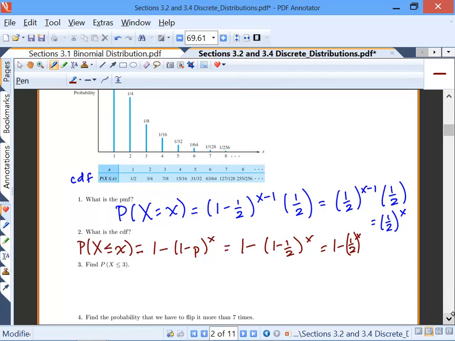So let's try it. Let's find the probability that x is less than or equal to 3. Would you want to use the PMF or CDF? Okay, so we can use the PMF. So if I use the PMF, that means I need to find the probability. Which values do I start at? Do I need a 0 in there?